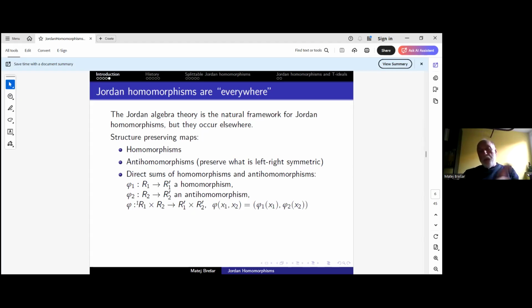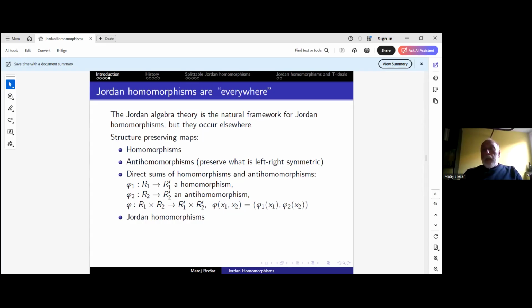So we decompose our ring into two factors. On the first component, we take a homomorphism. On the second component, an anti-homomorphism. Let's call this a direct sum of a homomorphism and an anti-homomorphism. And these are also maps that essentially preserve the structure. But so do the more general Jordan homomorphisms, because these direct sums of homomorphisms and anti-homomorphisms are their basic examples.